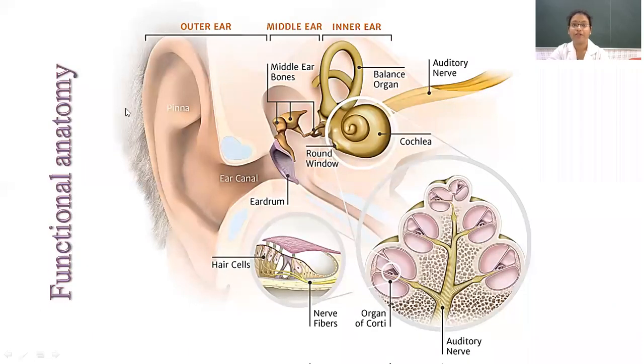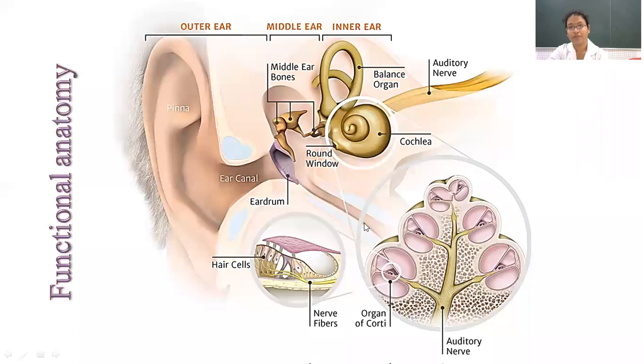Now let us understand the functional anatomy of the auditory apparatus. It is divided into outer ear, middle ear, and inner ear. The outer ear consists of the pinna, auricle, and ear canal. The ear canal is also known as the external auditory meatus. The middle ear starts with the eardrum, also known as the tympanic membrane. It consists of three ossicles, that is malleus, incus, and stapes. The inner ear consists of the cochlea and semicircular canal.